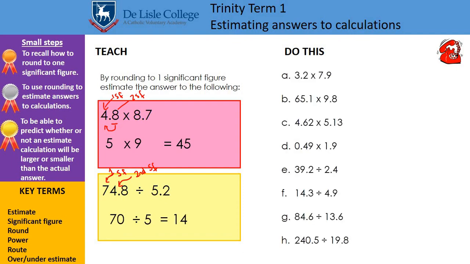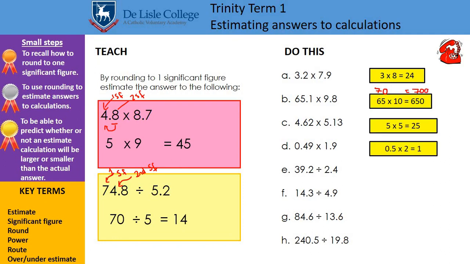Lovely. Please have a go at these questions here. Pause the video as you do this. Right, lovely. So you should have done 3 times 8 to get 24. That one's not right, is it? That should be 70 to one significant figure. So you should actually get 700. Well done if you've done that correctly.